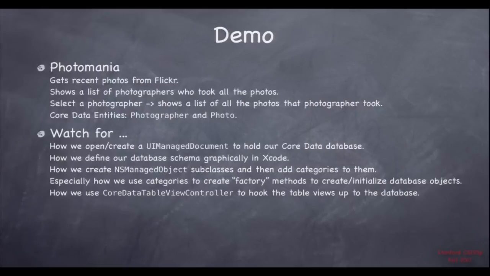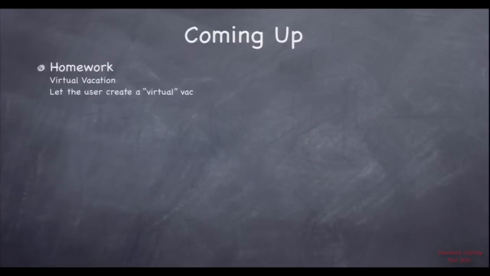Things to watch for: we are going to use a UI Managed Document, so you'll see how to open, save, and create one of those. You can see how we create a schema, which I talked about on Tuesday, using this graphical tool. We're going to make categories of these NS Managed Object subclasses. In the category, we'll add a factory method to create a photo, basically, and also to create a photographer. And then we'll use Core Data Table View. So you're going to see it all today. That's why this is such a long demo.